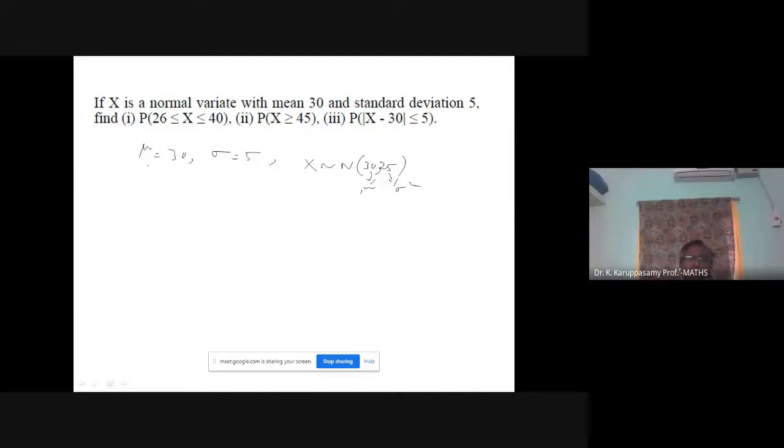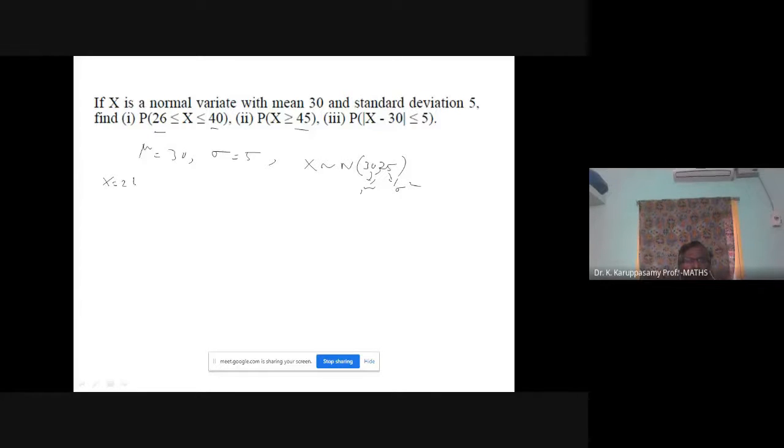Now I want to find certain values. The first two subdivisions, 26, 40, 45. These three numbers we may work out first. The last problem we will do separately, because modulus of x minus 30 less than or equal to 5 means I am going to explain some more things. So what about x equal to 26 gives z value.